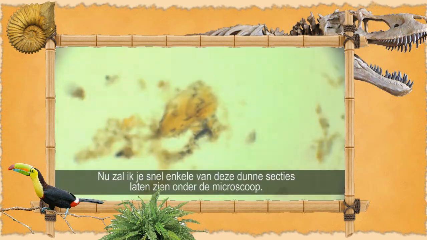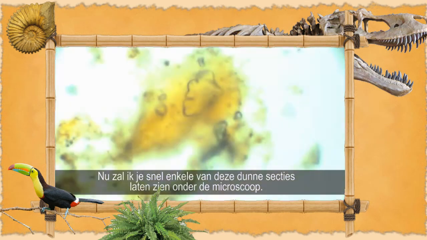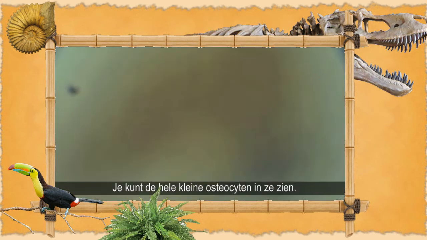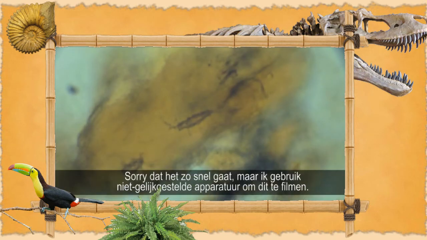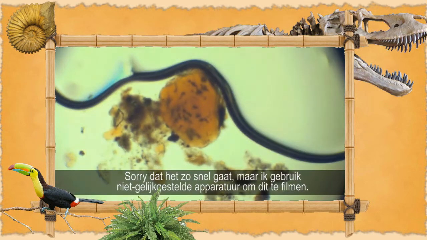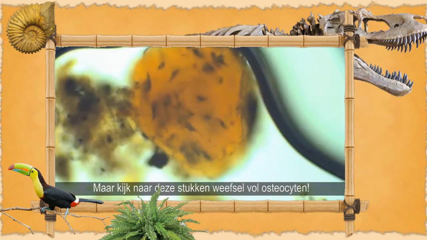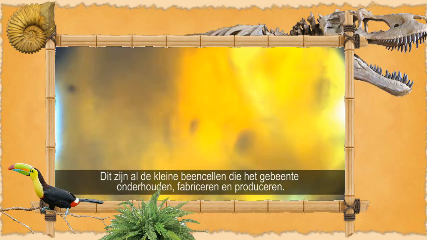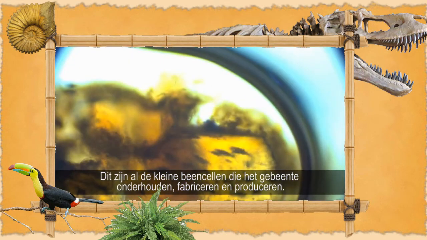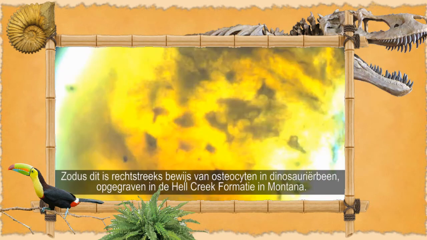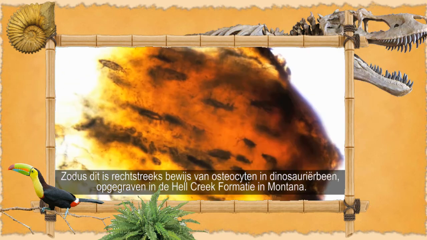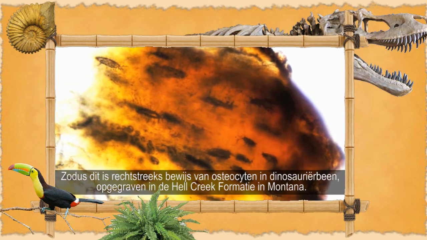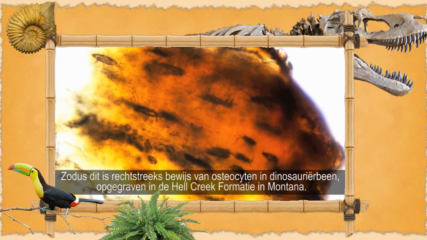You can see there's a soft piece of fibrous bone. Here's another piece. Now I'm going to quickly show you some of these thin sections under the microscope. You can see the tiny little osteocytes in them. Sorry this goes so quickly, but I'm using antiquated equipment to film this. But look at these pieces of tissue full of osteocytes. These are all the little bone cells that maintain, manufacture, and produce bone. And so this is direct evidence of osteocytes in dinosaur bone collected from the Elk Creek Formation in Montana.